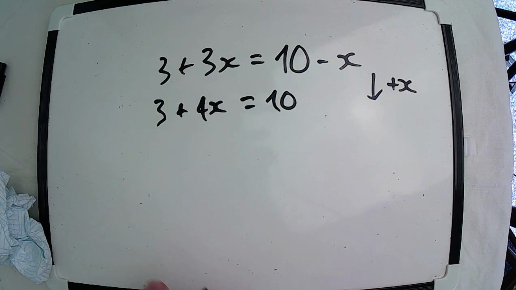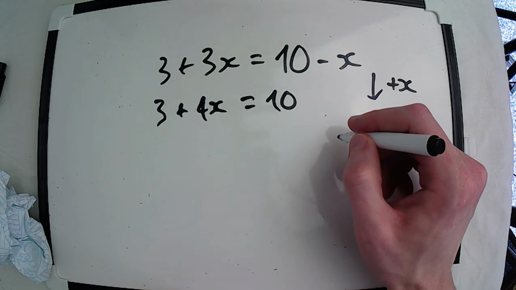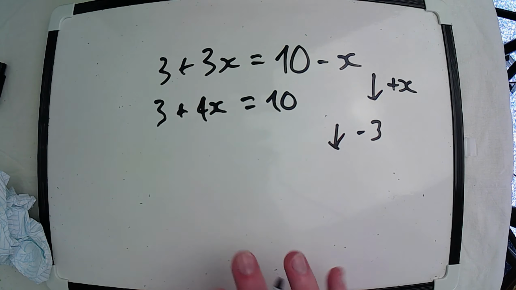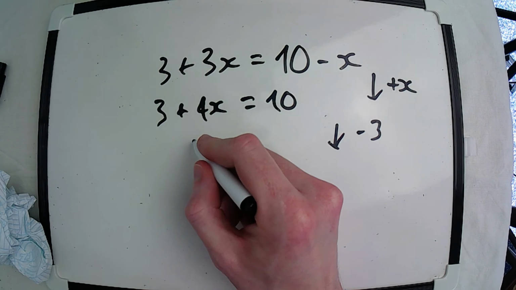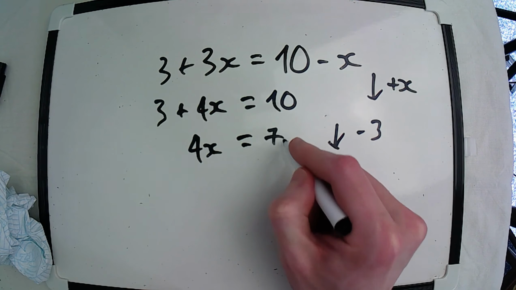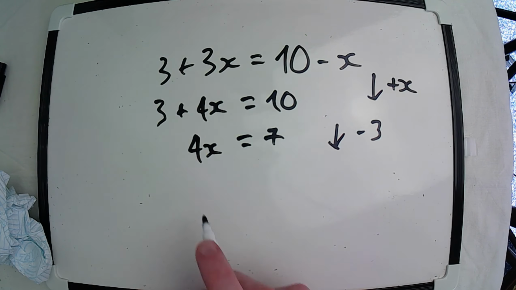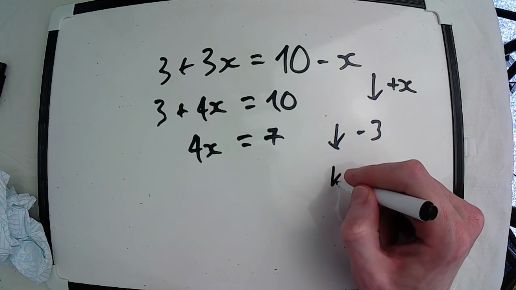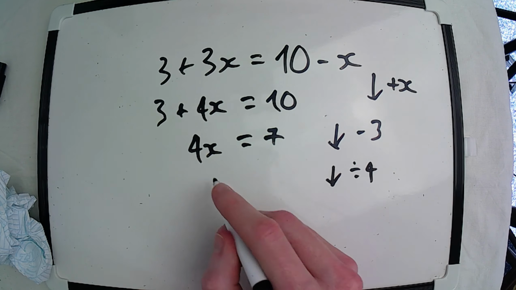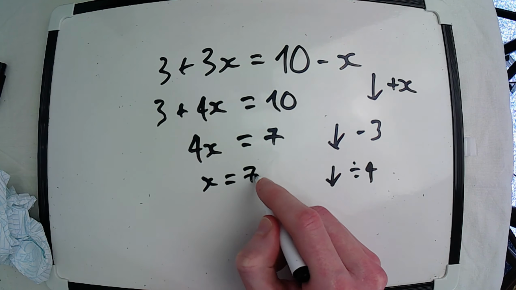Okay, next we've got numbers on both sides, so we're going to have to subtract 3. Usually a good idea to subtract or add the smallest number. This disappears, so we're left with 4x. 10 take away 3 is 7. Now, no number in the 4 times tables gives us the 7, so some students can find this a bit confusing. The idea is exactly the same. 4 lots of something is 7. You want to divide by 4, and we're left with x equals 7 over 4.